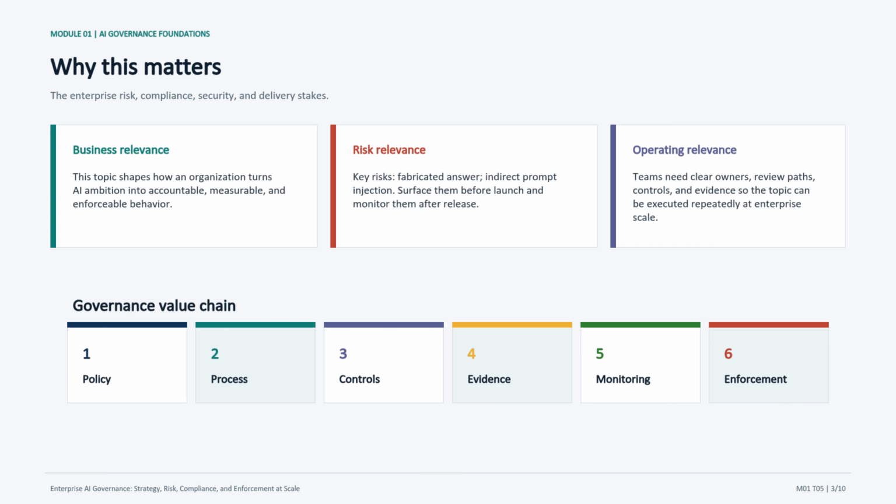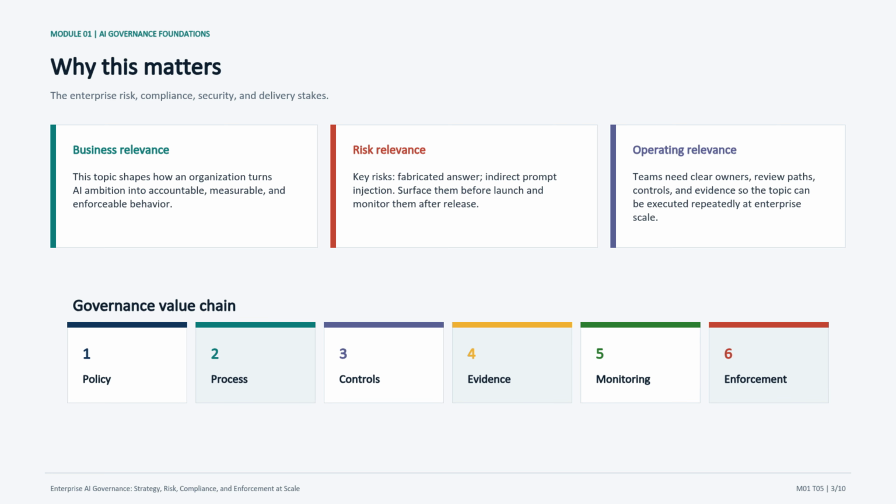With the objectives clear, we can now ask why this topic matters enough to spend enterprise time and budget on it. This slide is about stakes. Types of AI systems: predictive ML, Gen AI, copilots, agents, and multimodal systems matters because AI governance is not only about writing policies, it is about preventing unmanaged AI behavior from becoming business, compliance, security, or reputational risk.